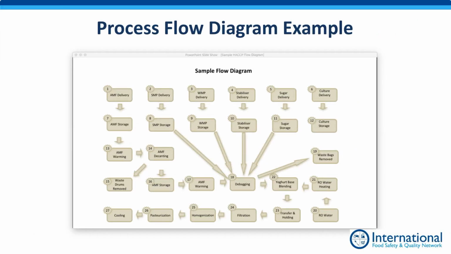So this is another example of a flow diagram. The steps are numbered and named. You could add process parameters for key elements, such as pasteurization and cooling. Don't forget that legal requirements for control measures, such as pasteurization, need to be documented. And later, you could identify critical control points on the flow diagram. So that would be after the hazard analysis.